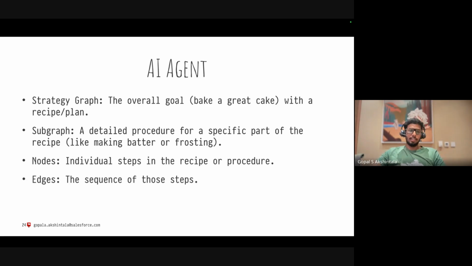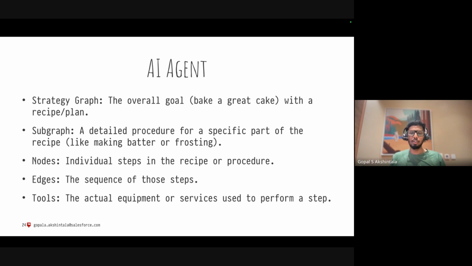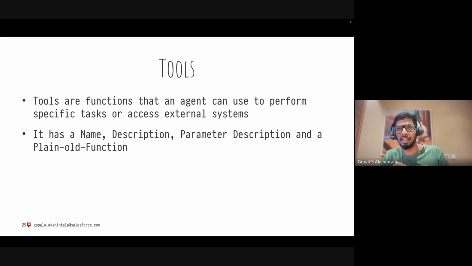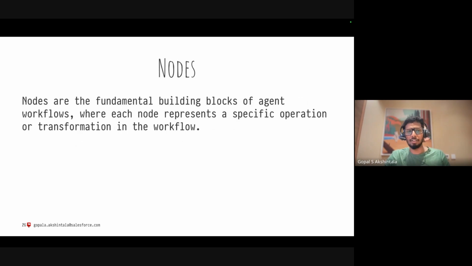And it just is the sequence. Obviously you can't start with putting things in the oven. You have to have the raw materials to do it. So again, same old edges: how nodes are connected through a sequence of steps and how they're interdependent on each other. That is the part of edges. And tools are the actual equipment or services used to perform a step. This is an interesting analogy, right? Maybe you think tools and nodes sound similar, but tools are functions that agents can use to perform specific tasks. They have a name, description, parameters, etc. And they get registered in a tool registry.